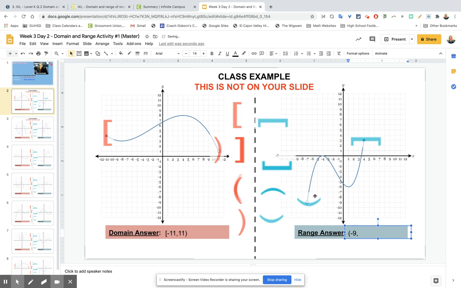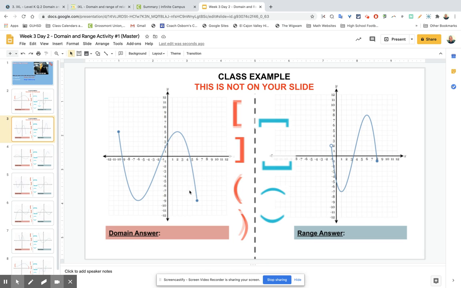Now we're going to go to the highest value. What's the highest value? Well, it's wherever I put that bracket on the top. And it was a closed circle, and it's at the y value of 3, and I put a bracket because it's a closed circle. Okay, so let me show you one more time.